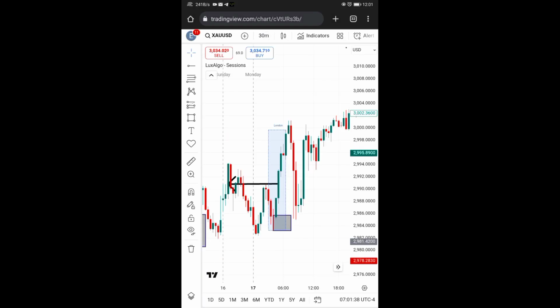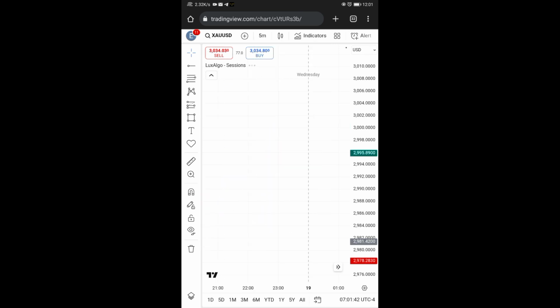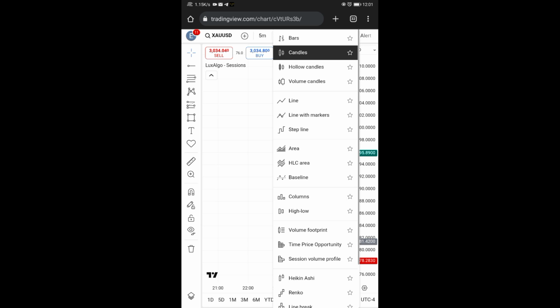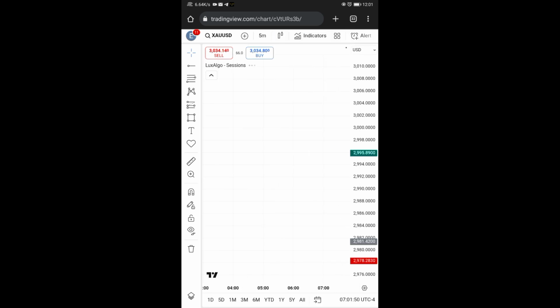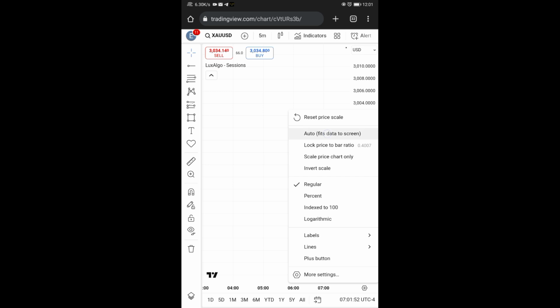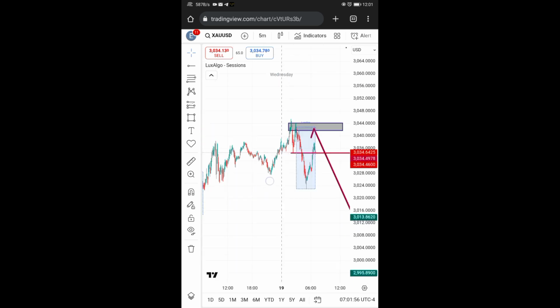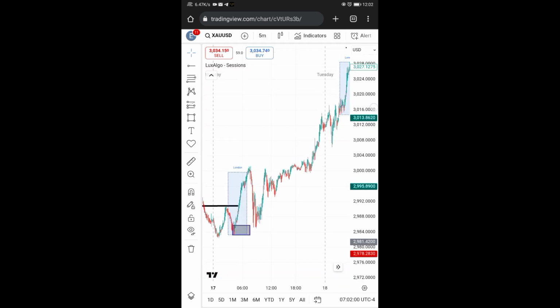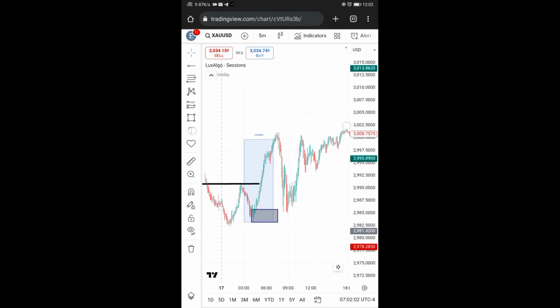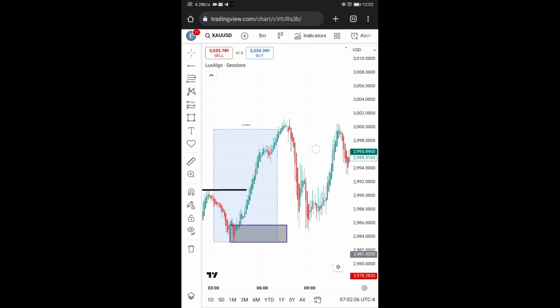Upon us marking this out, let us go to our 5 minutes. So you turn your chart to Heikin Ashi candle. We turn our chart to Heikin Ashi candle. So let us now go to our 5 minutes and check if we've gotten any entry. If we got any entry, we are targeting our 1 to 5, 1 to 10.